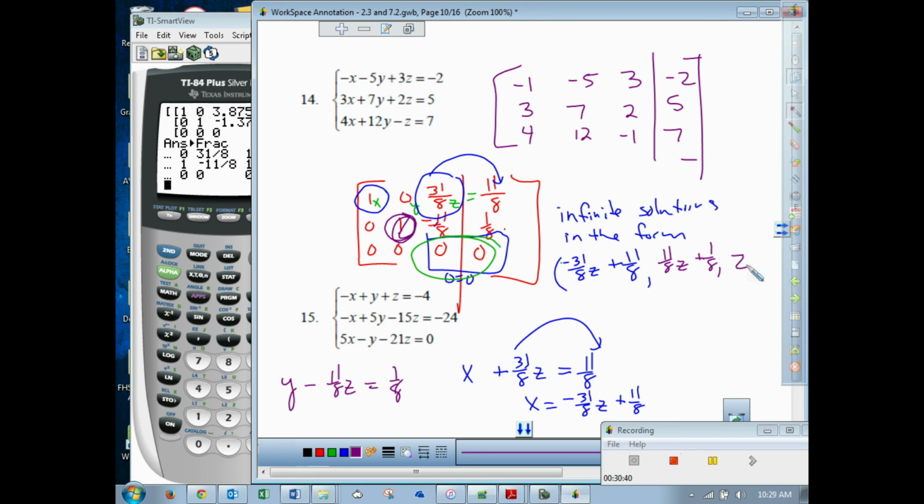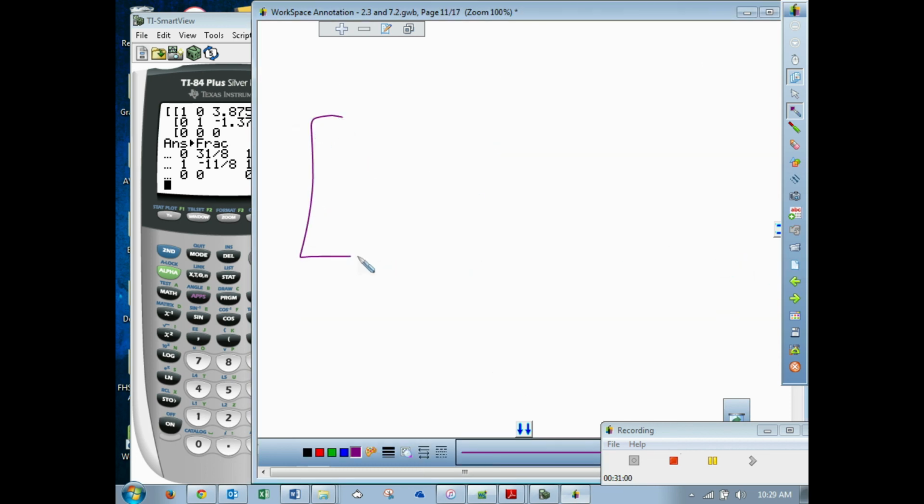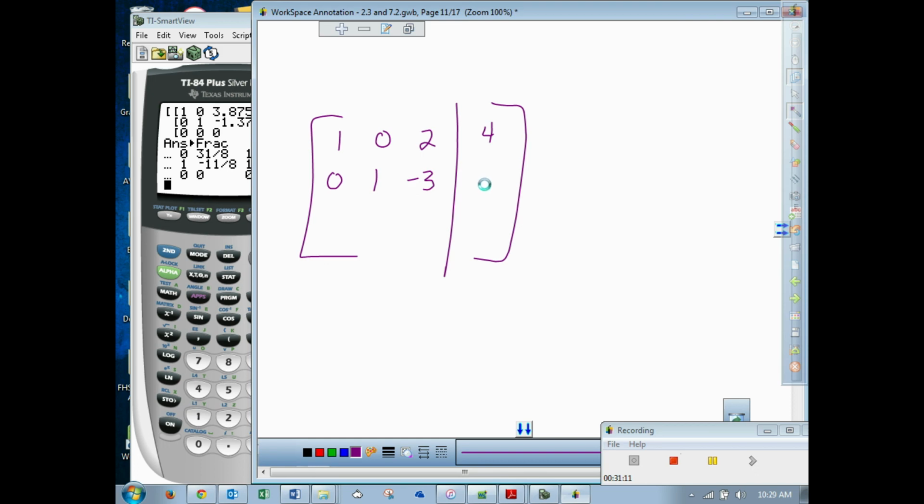and z is z. X, y, z is what they're in order. You have to solve for x, you have to solve for y, and z will always be z. Let me make up one more example of just the matrix, because the next one's not an infinite solution. Let's say you had this 1, 0, 2, and then 4, okay? And then you have 0, 1, negative 3, 5, 0, 0, 0, 0.